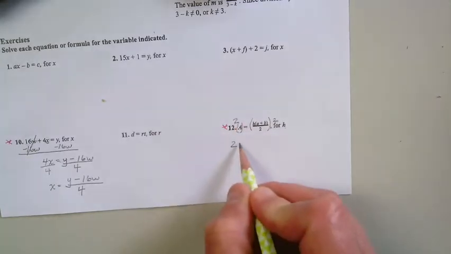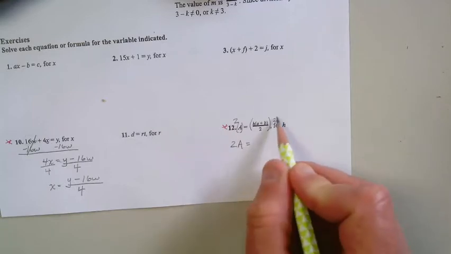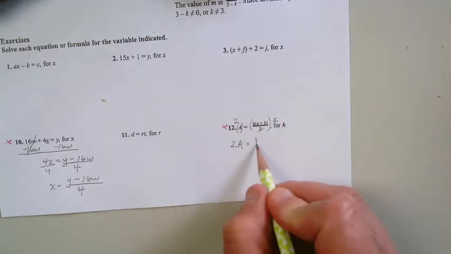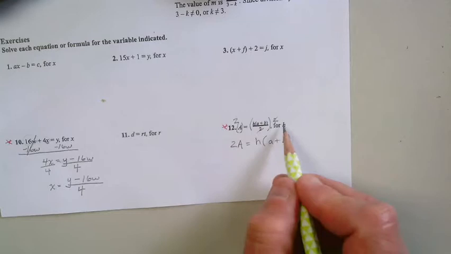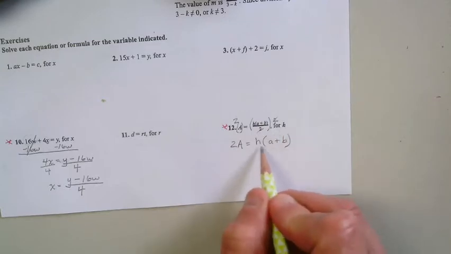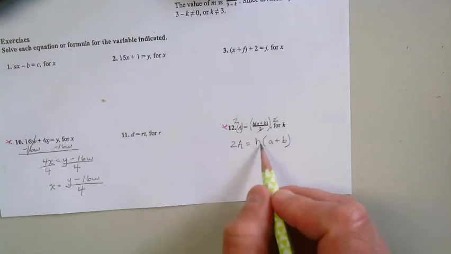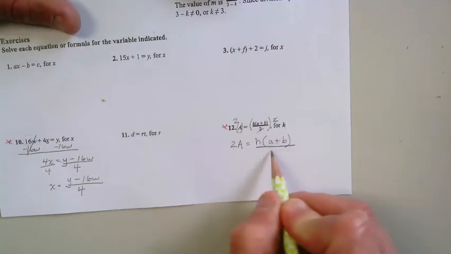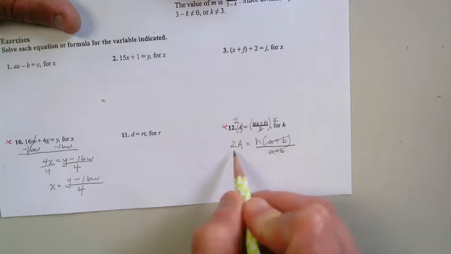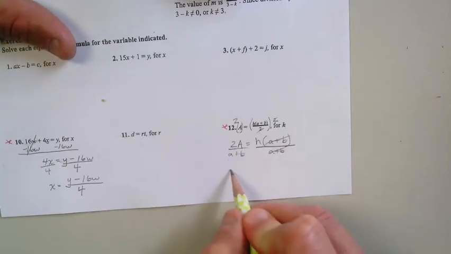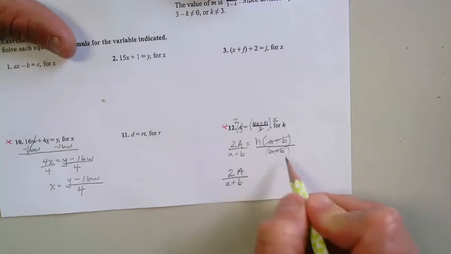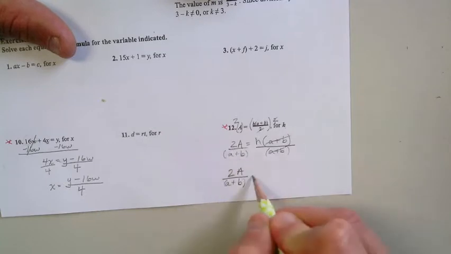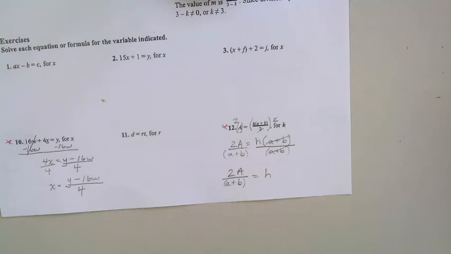So this gives me 2a. I multiplied that side by 2. These 2's cancel out, so you have h times a plus b. Okay? Now, we want to get h by itself, and h is being multiplied by all of this. So how do I get h by itself? I'm going to divide by all of this. So 2a divided by a plus b. And if you want, you can leave it in the parentheses. It really doesn't matter here. Maybe that would be helpful. Okay. Divided by h. Okay. Again, that's the answer for 12 there.